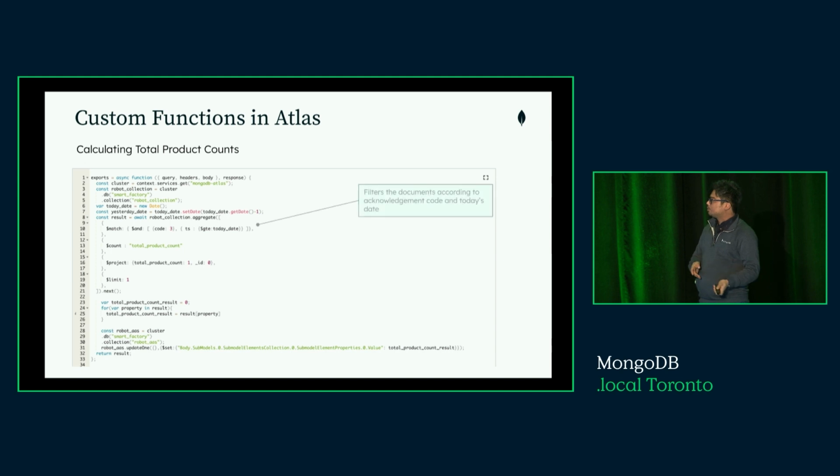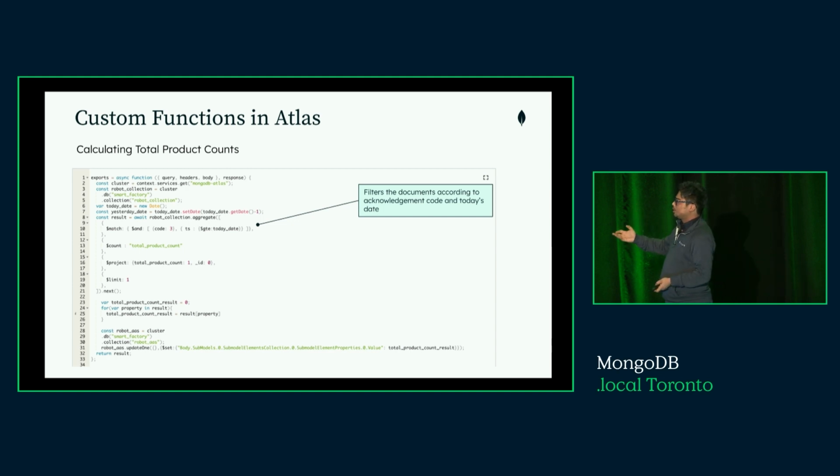So the first thing that happens is we filter the documents according to the acknowledgement code. If you're calculating total product count, we need to know how many items the robot picked from the warehouse, right? So we filter it using code 3, and then for today's date. We want to see how many messages were sent in the total production shift.